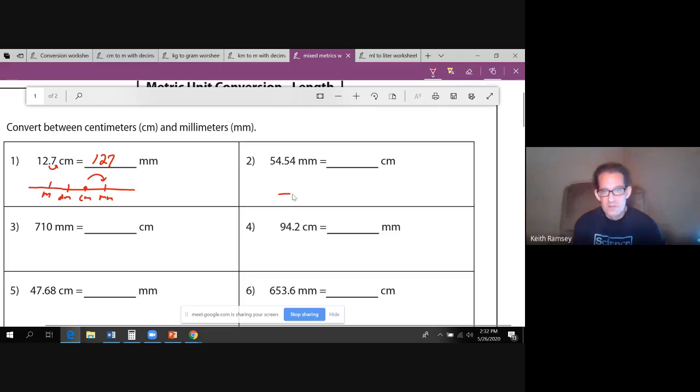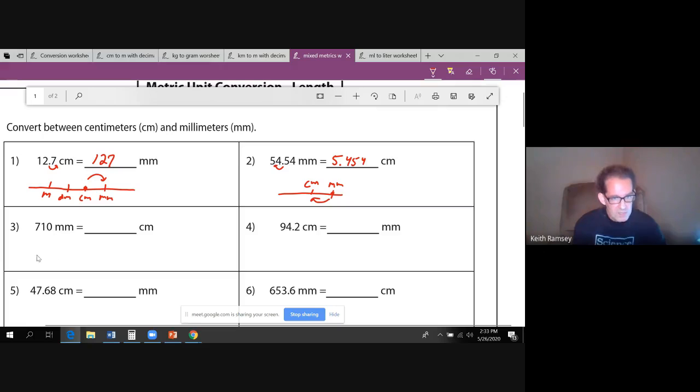Okay, now you're moving it the other way. Okay? So here is milli, and here's centi. So if I'm right here at 54.54 millimeters, now I'm moving it to the left 1 step. So here's my decimal. I'm going to move it here. So I have 5.454 centimeters, or 54.54 millimeters.